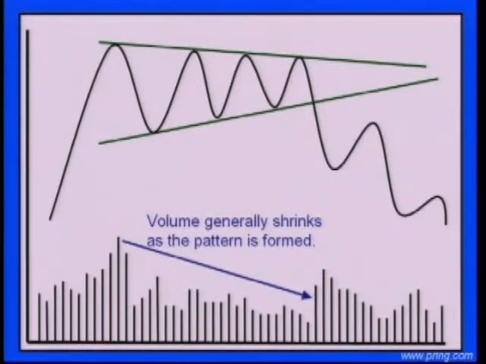Here we see a triangle formed at the top, and look at the volume contraction, the volume action. Volume, more so with triangles, I think, because with triangles, the price range is gradually getting smaller and smaller and smaller, indicating a fine balance between buyers and sellers. I think triangles, more than, say, rectangles or head and shoulders, should experience a real contraction of volume as they are completed or formed.